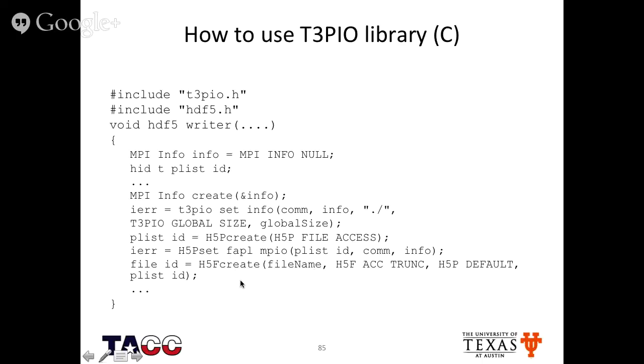One of the things people who have tried to use T3PIO typically fail to do is they use T3PIO to create the info object and then fail to use it when they open the file, and therefore it doesn't do you any good. The other thing is you can only create a file once. So if you're rewriting the same file, you had better delete it before you try to rewrite it again, because once you set the stripes and size on a file, you're done. You can't change it. You have to create a new file.